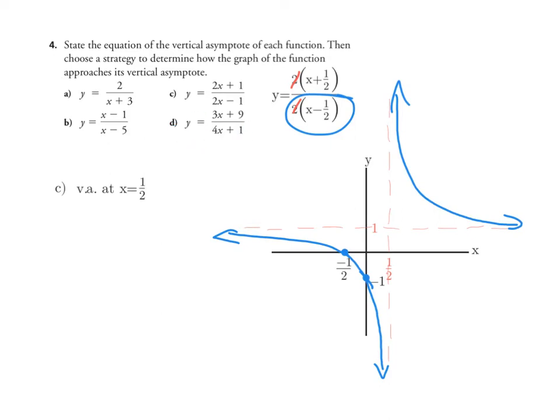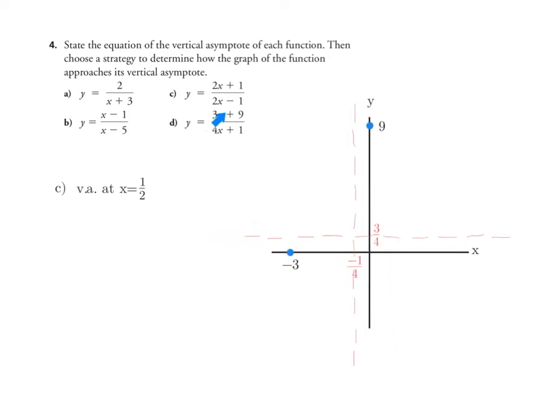Let's try part D. All right, I took the liberty of plugging in the things that are really obvious. Like I plugged in a 0 to get 9 over 1, 9. So I know that the y-intercept is 9. I found out what the 0 on top would be. Negative 3 will give me 0 on top. So that's my x-intercept. The bottom, if I put in negative 1/4, that's what's going to give me a 0 on the bottom. So that's my vertical asymptote.